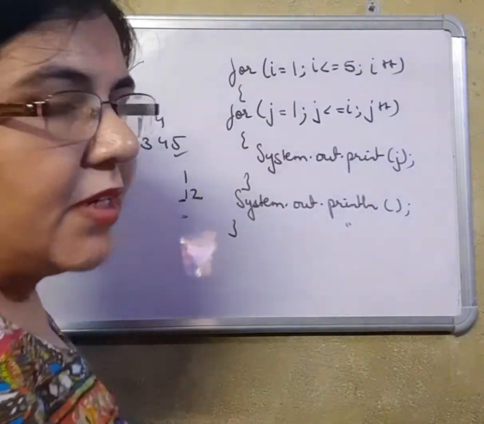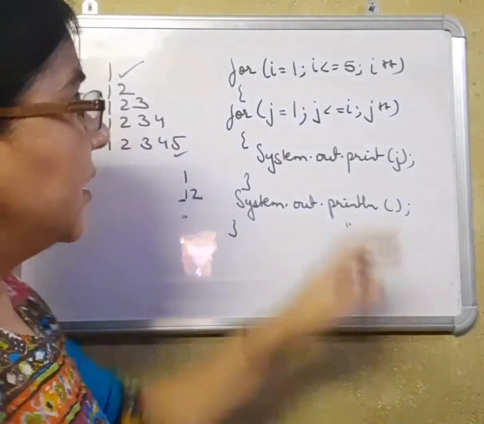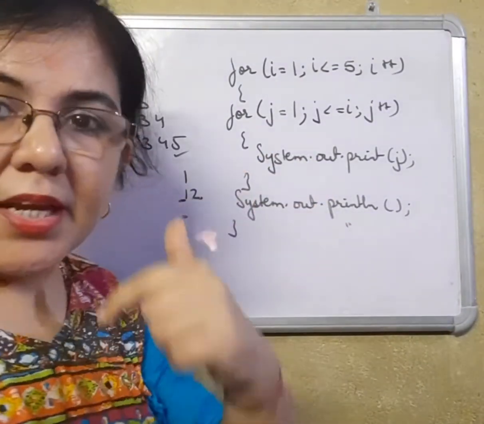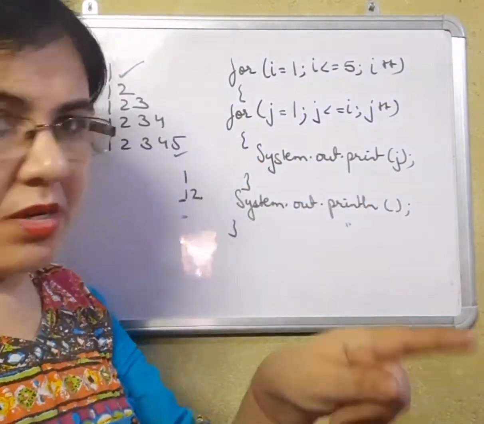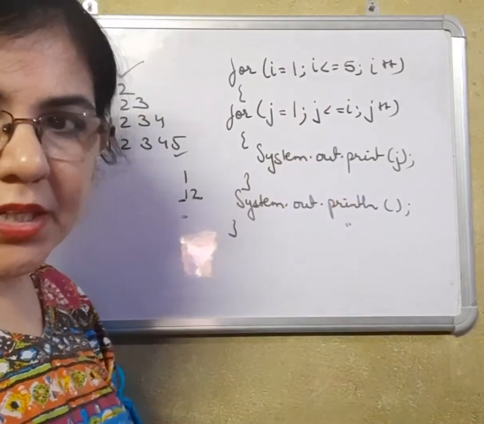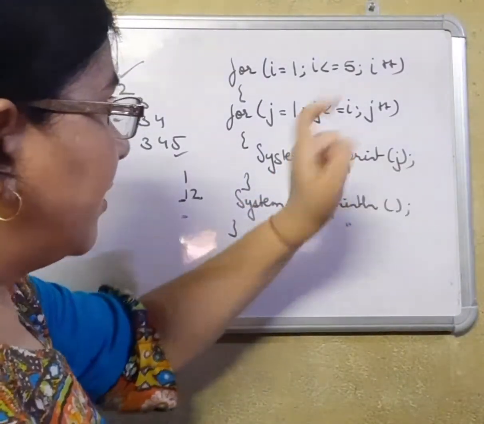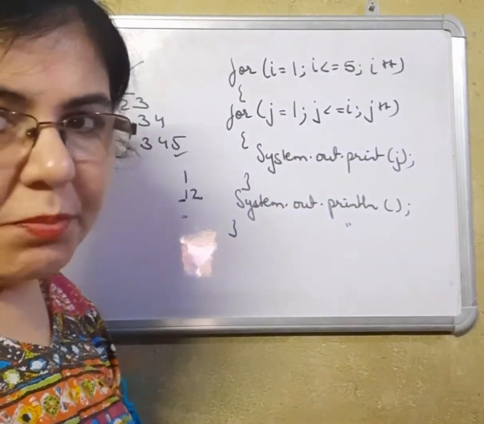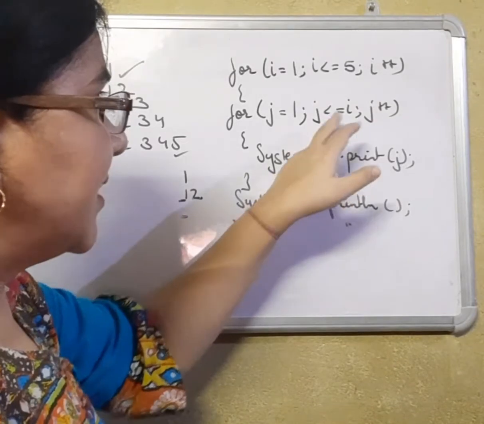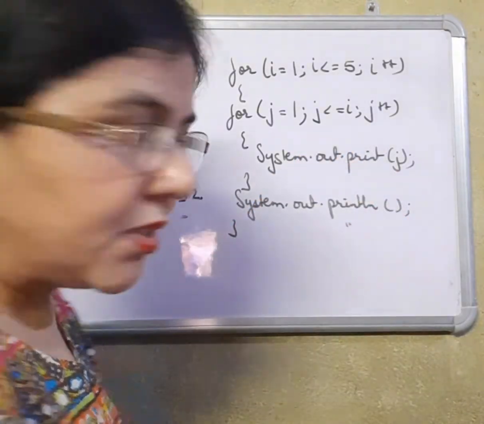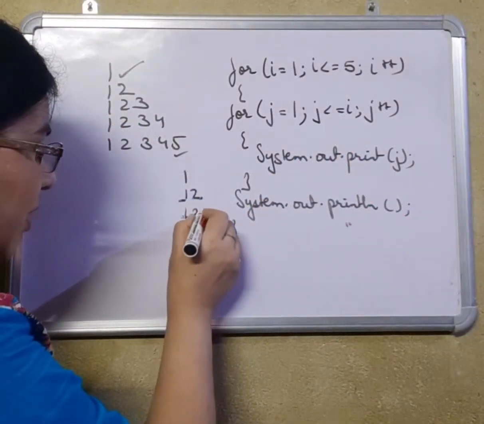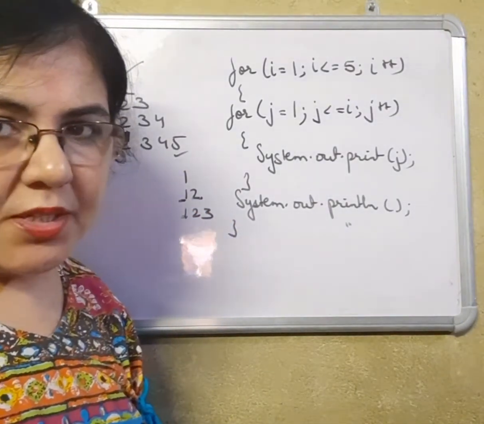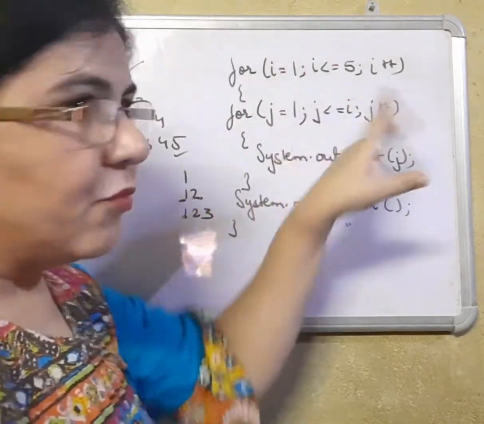Then I++, I will increment and become 3. 3 is less than equal to 5, yes. Again it will come inside, and J will restart with 1. 1 is less than equal to 3, yes, so it will print 1. Then J becomes 2. 2 is less than equal to 3, yes, 2 will be printed. Then J becomes 3. 3 is less than equal to 3, yes, 3 will also be printed. So we are getting 1, 2 and 3. Then J becomes 4. 4 less than equal to 3 is a false condition. So this way it works.